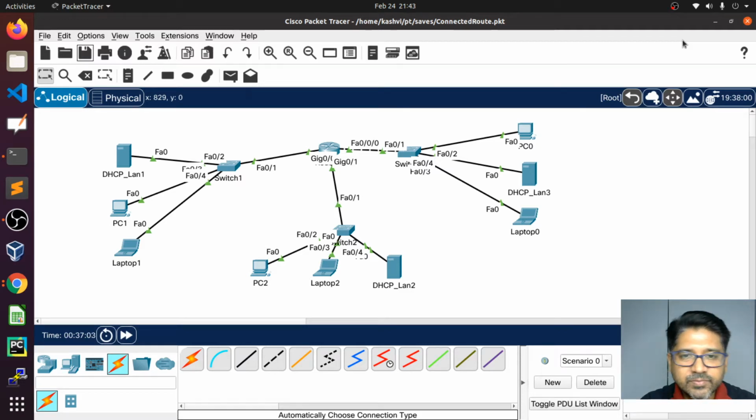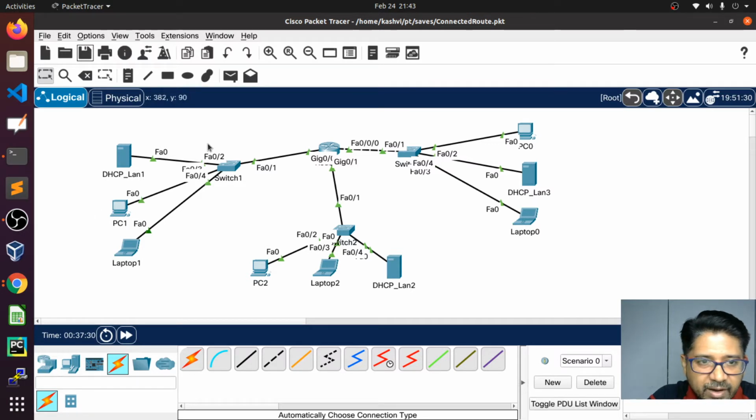Hello everyone. So we're going to continue the connected route class we have left from the previous one. So we have this topology. If you remember, last time we did the topology buildup and we configured the IP addressing. So the addressing part and networking is working fine.